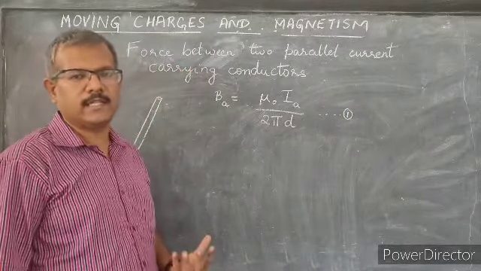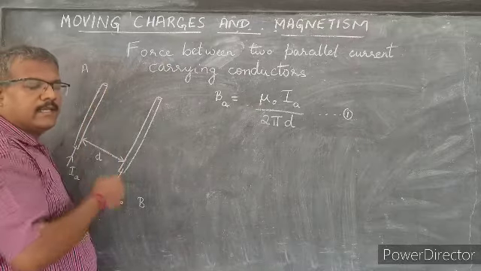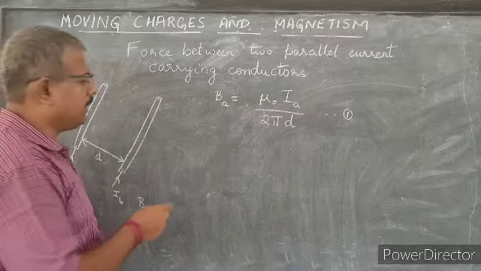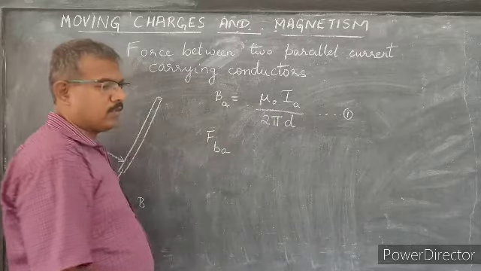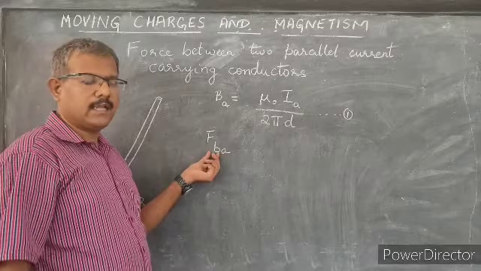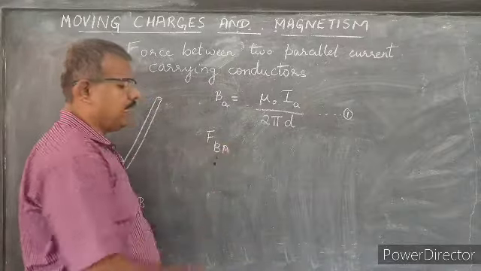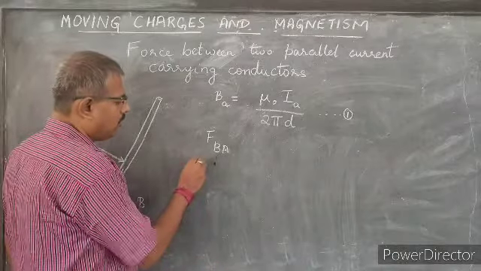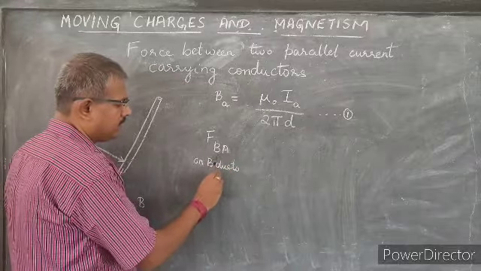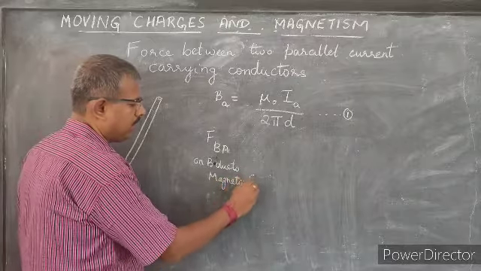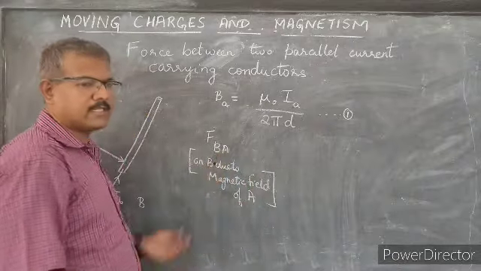Now the second part I am interested in is finding out the force being felt by this conductor due to the magnetic field generated by current carrying conductor A. So let me call that force FBA, or the force on the current carrying conductor B, I will use the capital convention B, due to current carrying conductor A, force on B due to magnetic field of A. So that's what this sign convention represents.